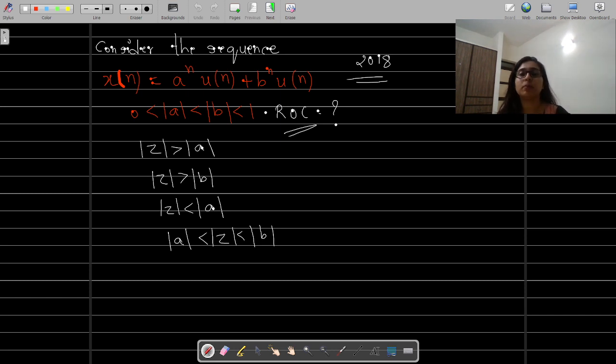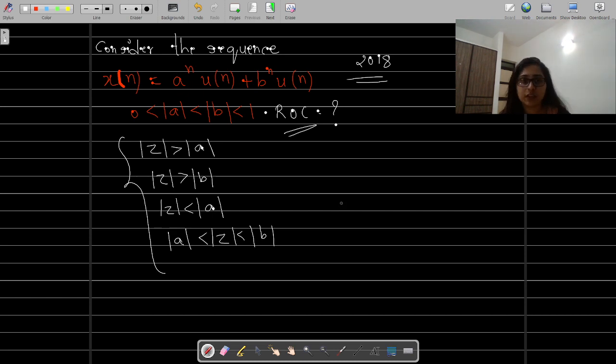where the sequence is given such that magnitude of A is less than magnitude of B, which is less than 1, but both are greater than 0. That is, the magnitude of both will be less than 1 but greater than 0. So that means it will be in the form of fractions like 1 by 2, 1 by 3, 1 by 4 and all. Okay, so they have given the 4 options, we have to choose this.